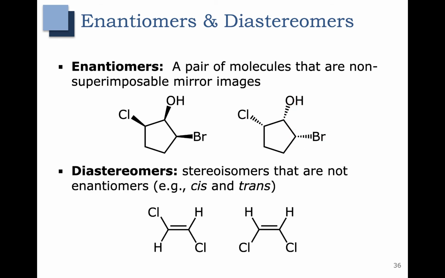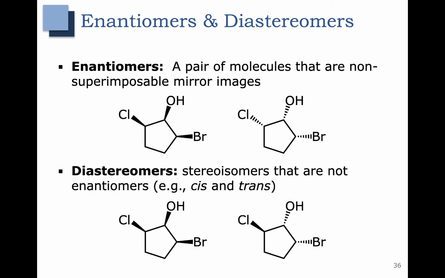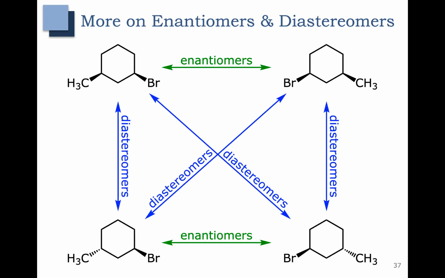In the previous examples I gave about diastereomers, we talked about how diastereomers are stereoisomers that are not enantiomers, and the examples, of course, were cis and trans. However, these molecules here are also diastereomers. Notice that they aren't enantiomers, but they are still stereoisomers. Let's look at some more examples that we previously talked about.